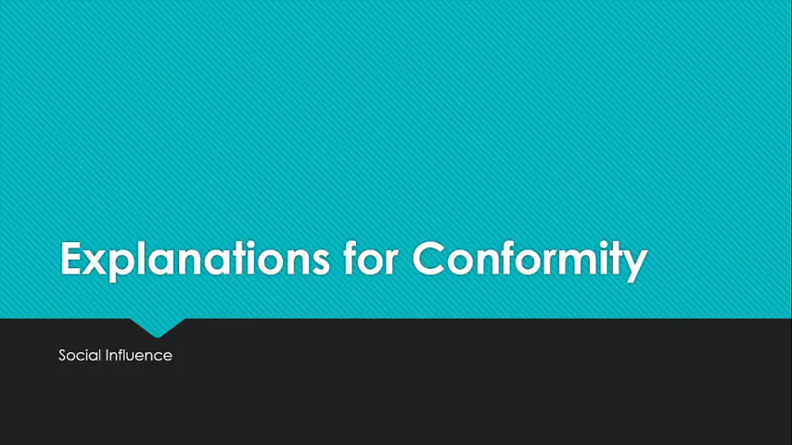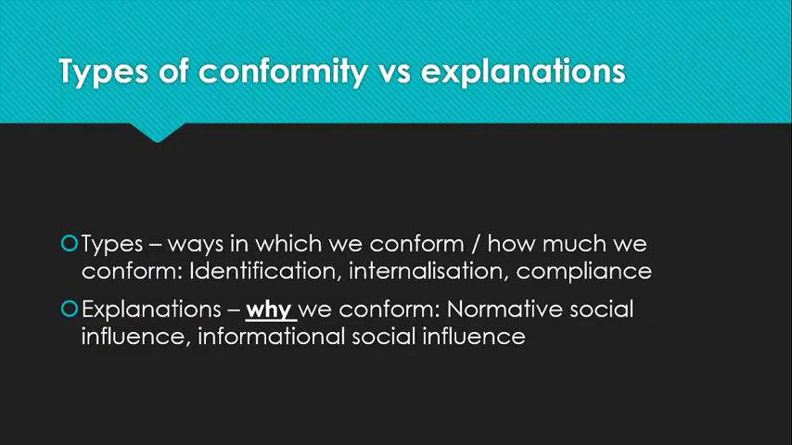Hello, this is Year 1 Psychology, this is Social Influence, and we're looking at explanations now for conformity. One of the key things that you need to get straight in your heads with this topic is just the titles of them. What's a type of conformity versus an explanation for conformity?